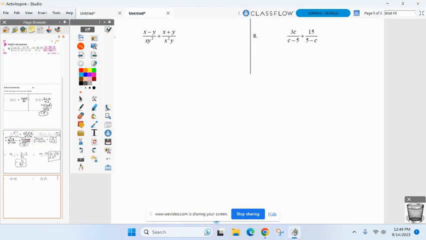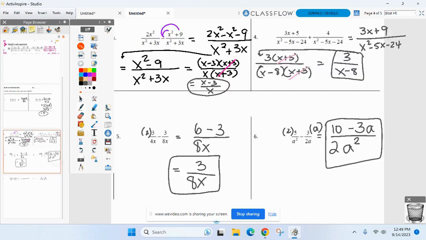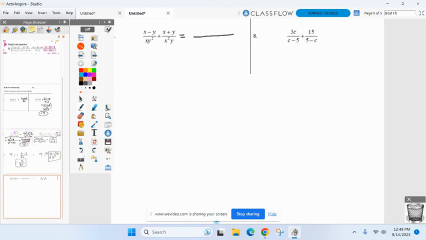They both have X's in them, right? So you want to take out the one with the, what did we do in the last one when we took A squared and A? We took out the one with the highest exponent, right? And put it in the common denominator. So what do I want in the common denominator here? X or X squared? Okay, let's put in X squared.